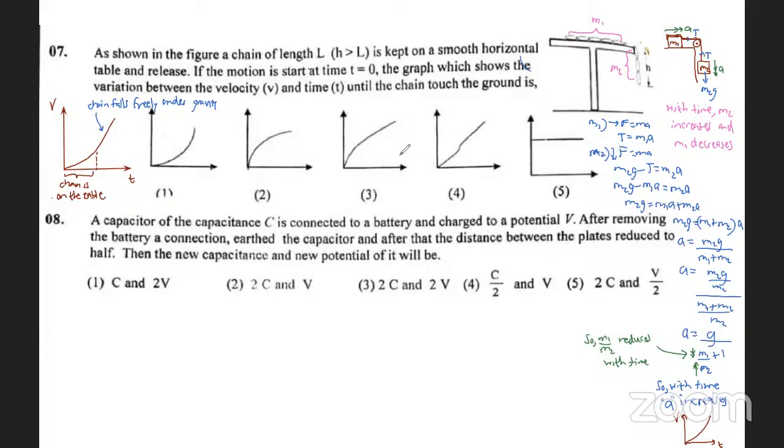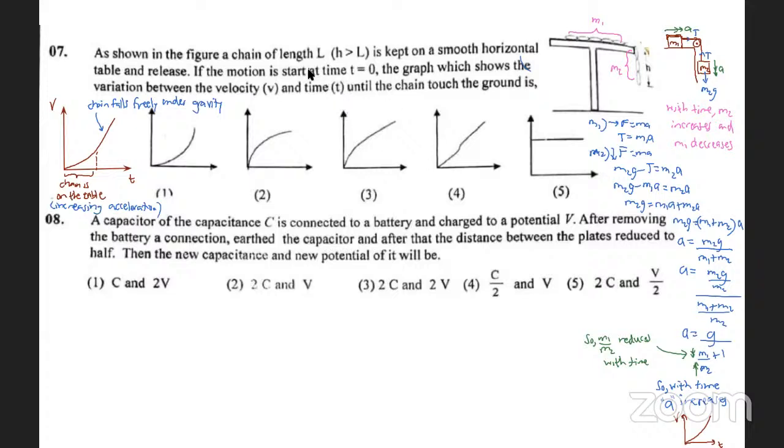So even the fourth one is not very satisfying, but out of the answers given, I think that's the best choice we have here. Okay, and why is the first part like that? Because it is an increasing acceleration graph.